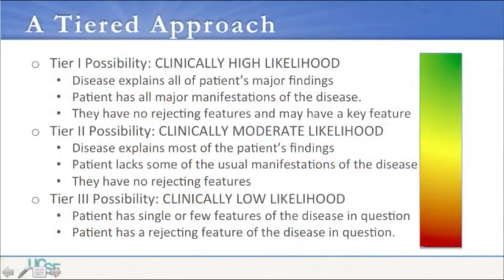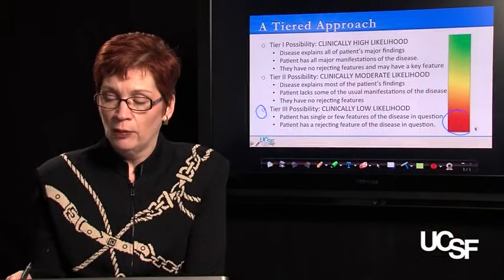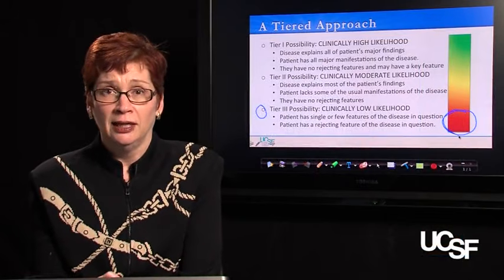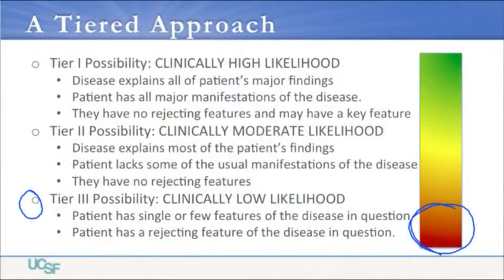Now, at the other end of the spectrum is what we would describe as a tier 3 possibility, clinically low to very low likelihood. And we've indicated this on our bar with red, meaning stop, don't do anything else, don't follow this diagnosis. And this is true when the patient has a single or only a few features of the disease in question, or a patient has a rejecting feature of the disease in question.